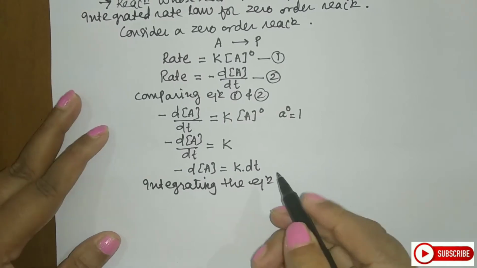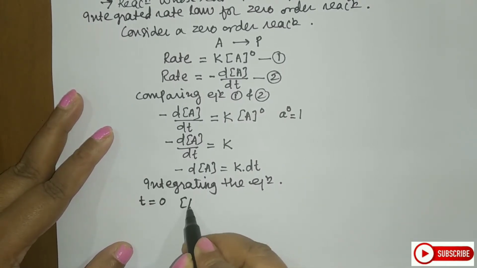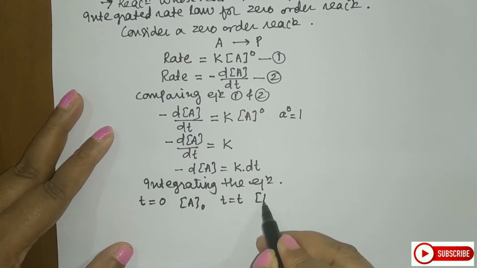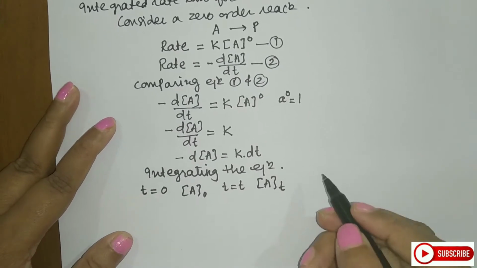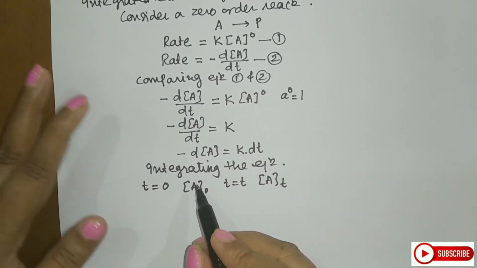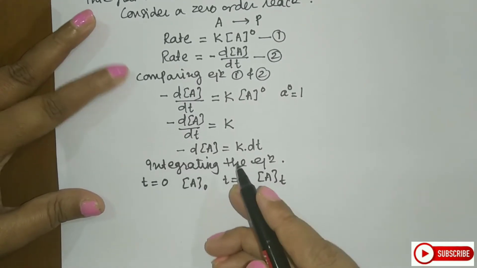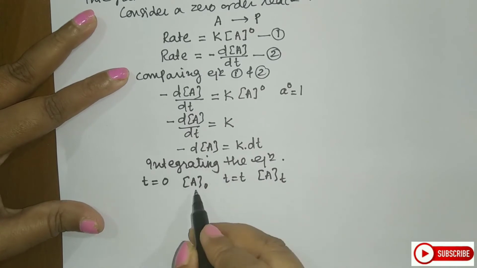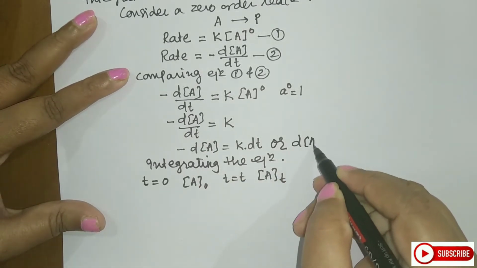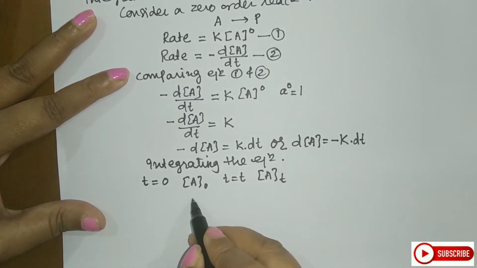Integrating the equation within limits. So what will be the limits, student? When t is 0, the concentration will be A0, and when t is equal to t, the concentration will be At. Now students, this minus sign you can bring to the other side. So I am writing dA is equal to minus K dt. Now let us integrate this within limits.